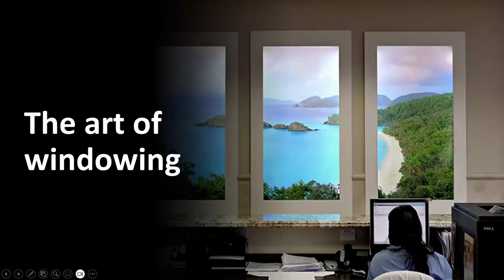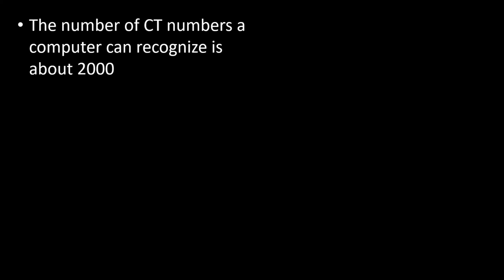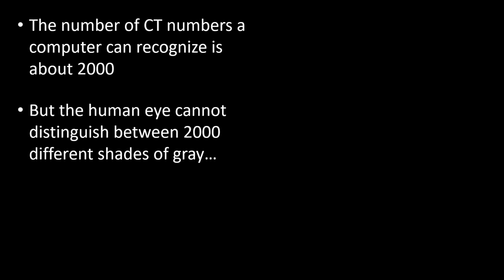Now, very important when examining a CT is to master the art of windowing. What is windowing exactly? Well, we talked about Hounsfield units. Let's say the number of Hounsfield units or CT numbers a computer can recognize is about 2000. It's probably more, but let's say 2000. These numbers are translated into a grayscale image. However, the human eye cannot distinguish between 2000 different shades of gray. According to popular literature, 50 shades of gray is probably the maximum.